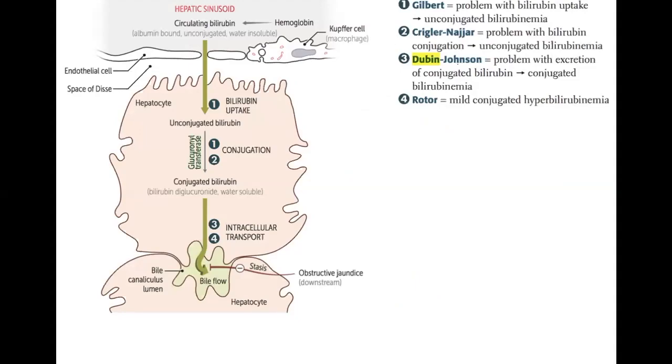So I'm going to end with the last slides. I got this from a biochemistry reviewer, so I want you to look at the numbers. Number 1, Gilbert syndrome. What is the problem in Gilbert syndrome? It's bilirubin uptake. Number 2, Crigler-Najjar. What is the problem with Crigler-Najjar? It is conjugation. Number 3, Dubin-Johnson. The problem is intracellular transport. Rotor syndrome, the problem is also intracellular transport of bile into the bile canaliculi.